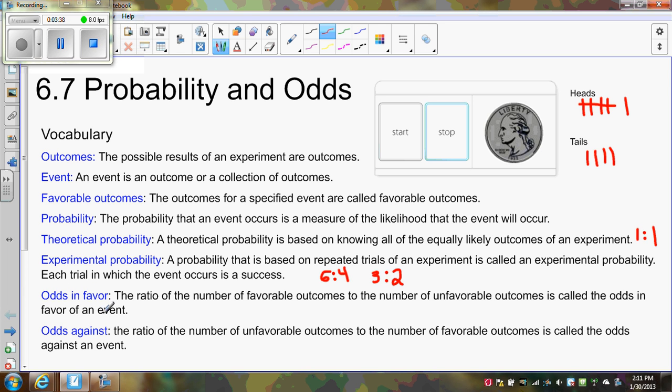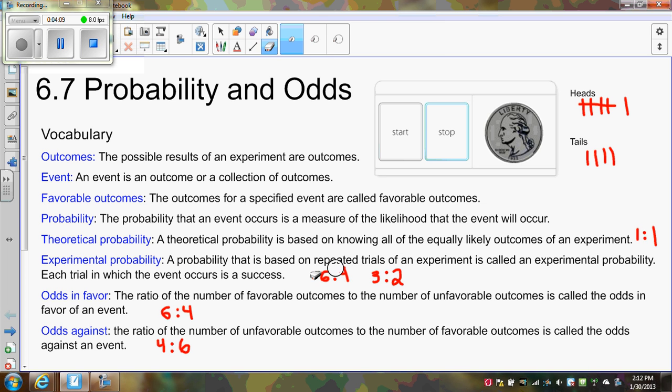The last two are odds in favor, which is the ratio of the number of favorable outcomes to the number of unfavorable outcomes. It's called the odds in favor. And odds against is the ratio of the unfavorable outcomes to the number of favorable outcomes. It's called the odds against an event. So that's actually what we did here. The odds in favor, if we wanted heads, would be 6-4. The odds against would be 4-6.